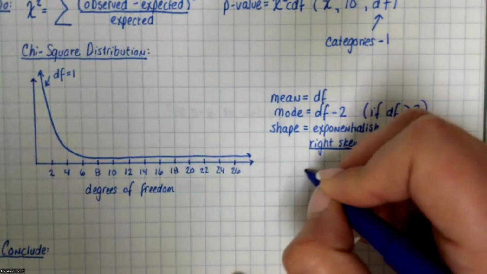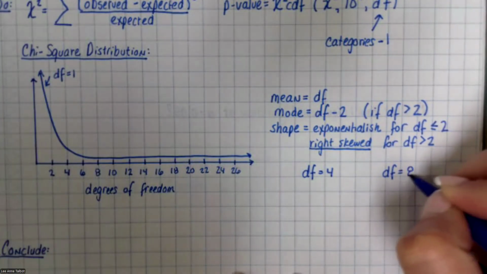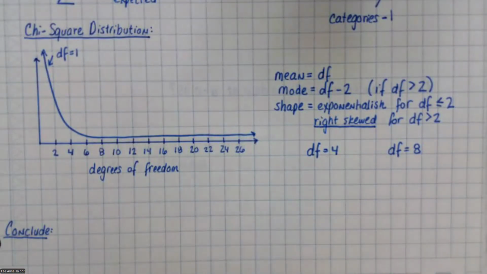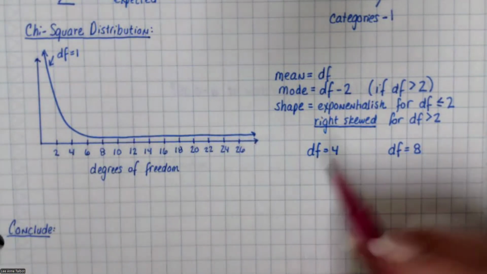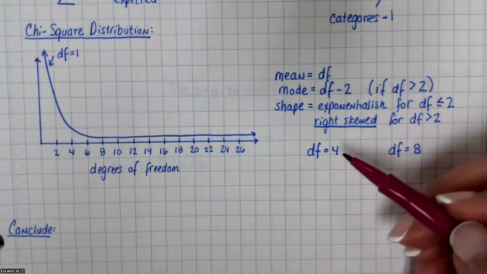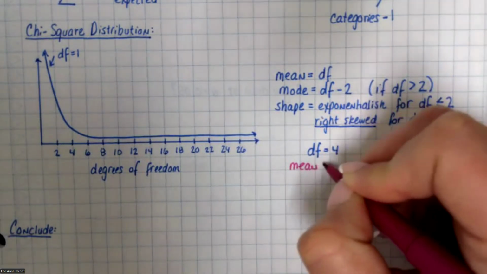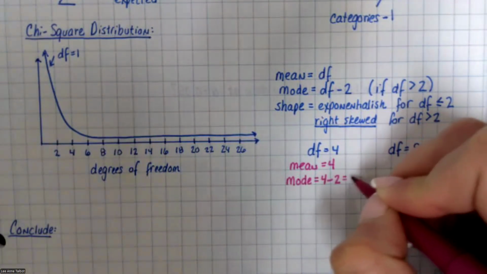Okay, so we're going to do 2 little graphs. We're going to do a degrees of freedom of 4 and a degrees of freedom of 8, and we're going to sketch those on our picture. I'm going to do degrees of freedom of 4. I'll do that in pink. Okay, so degrees of freedom of 4. The mean is 4 and the mode is 2. Does that make sense? Okay, so mean equals 4. Mode equals 4 minus 2 equals 2.